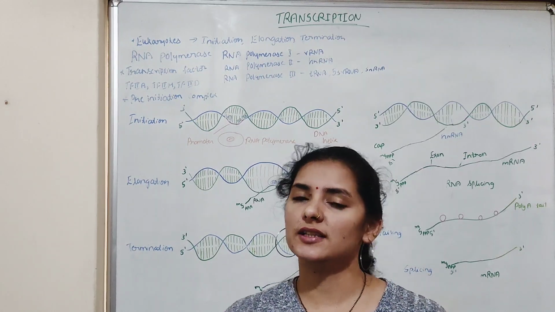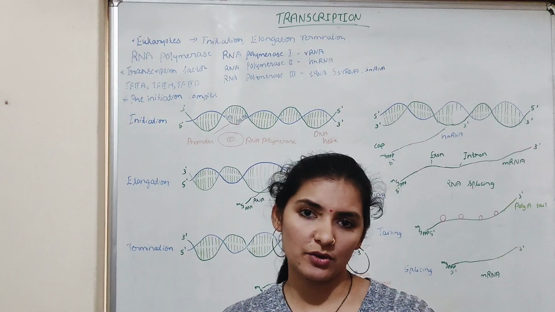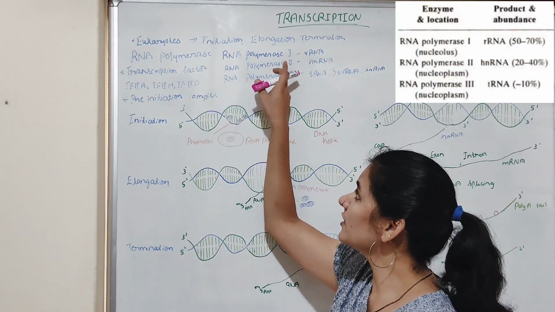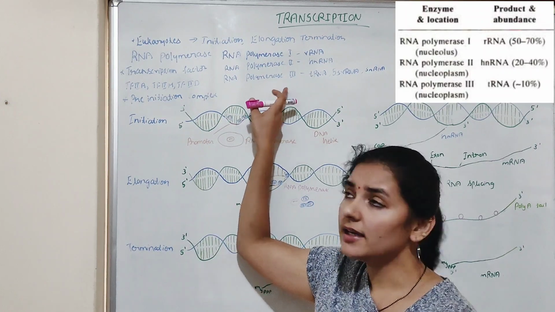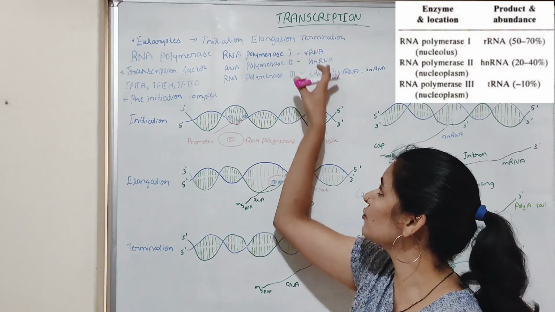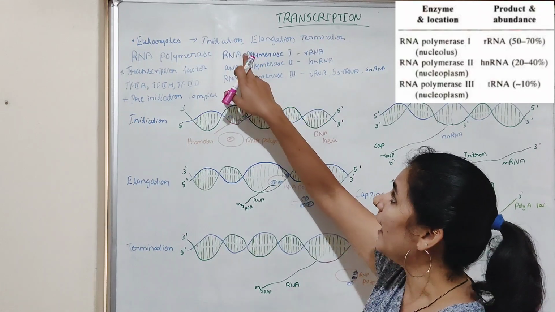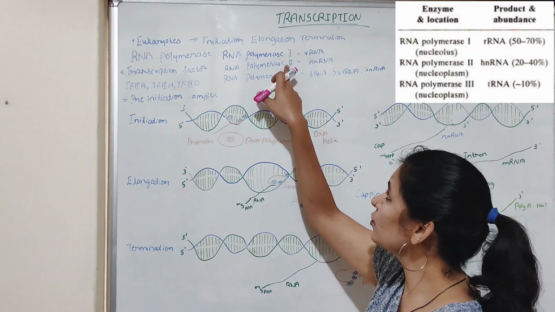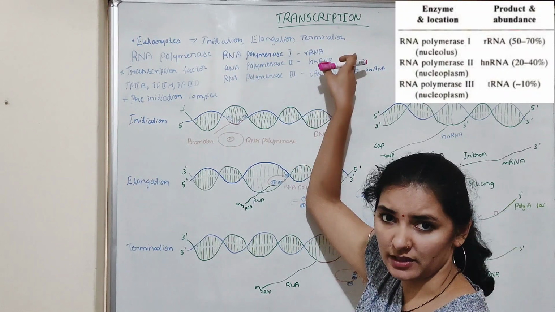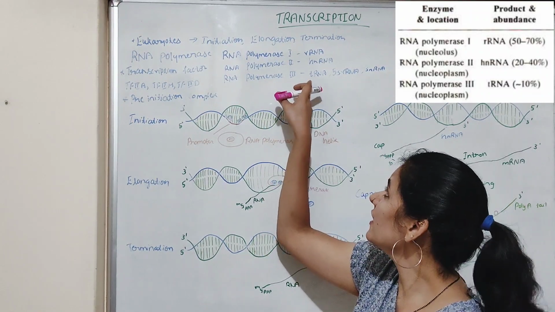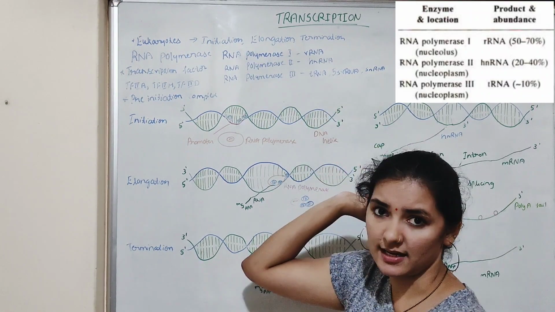Unlike prokaryotes, in the case of eukaryotes, there are three types of RNA polymerase. They are RNA polymerase 1, RNA polymerase 2, RNA polymerase 3. These three types of RNA polymerase have the ability to produce different types of RNA. As you can see, RNA polymerase 1 will produce rRNA, RNA polymerase 2 will produce hnRNA or precursor mRNA, RNA polymerase 3 has the ability to produce tRNA, 5S RNA and snRNA.